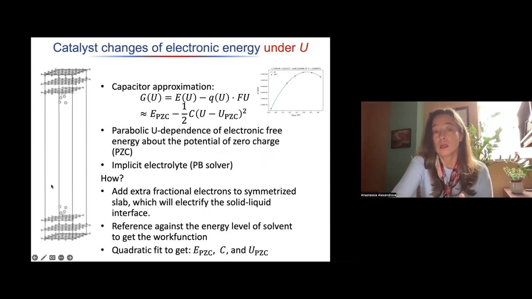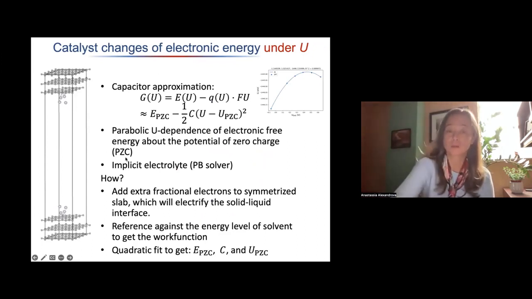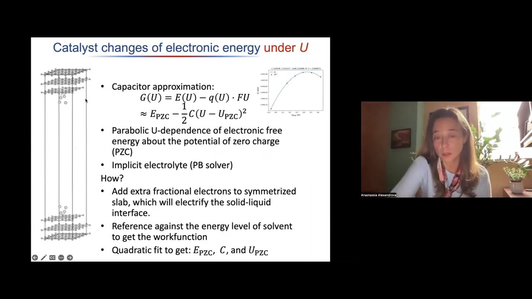Okay. And also, again, just one technical slide for how we simulate the electrified interface. When we want to charge the interface, we assume a capacitor model. We literally add and remove electrons from the interface. It's done in a symmetric slab to not charge just one phase. And then the electrolyte is treated implicitly through a Poisson-Boltzmann solver, which creates a non-uniform background charge distribution, mimicking the double layer.